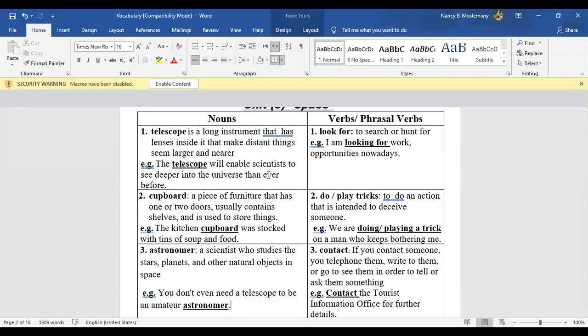We have the word cupboard. It's a piece of furniture that has 1 or 2 doors, usually contains shelves, and we store things in these cupboards. We have them in the kitchen, we have them in the bedrooms, and so on.